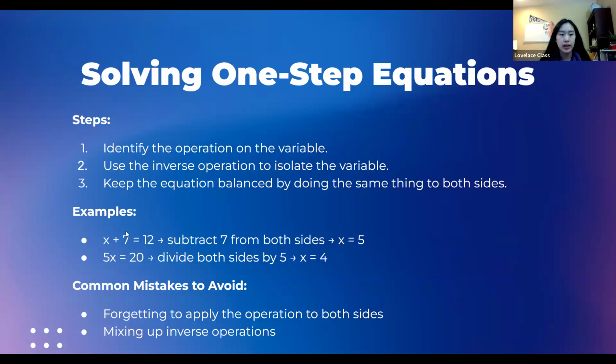Since we defined that the operation is addition, we want to use the opposite of addition, in this case subtraction. So we want to subtract the number 7 from both sides, right? Because if you have x plus 7, then minus 7, that just equals x plus 0. But if you subtract 7 from one side, you have to subtract 7 from the other side to keep it equal. So then you have x plus 0, which equals x, equals 12 minus 7. And 12 minus 7 is just 5. So that's how you get x equals 5.